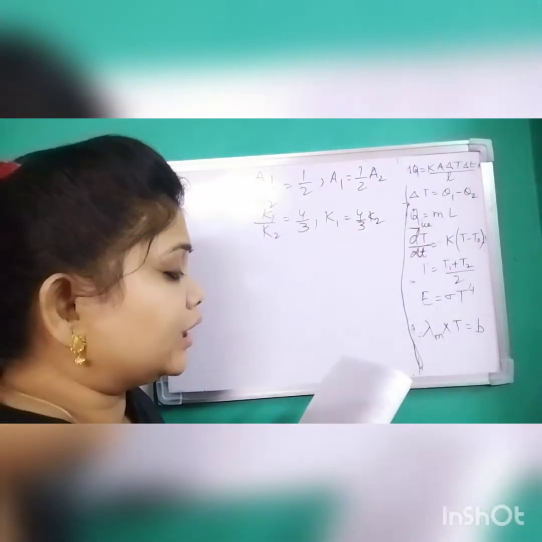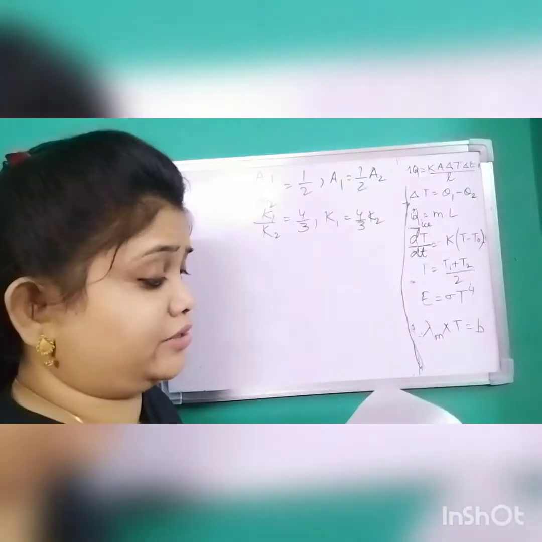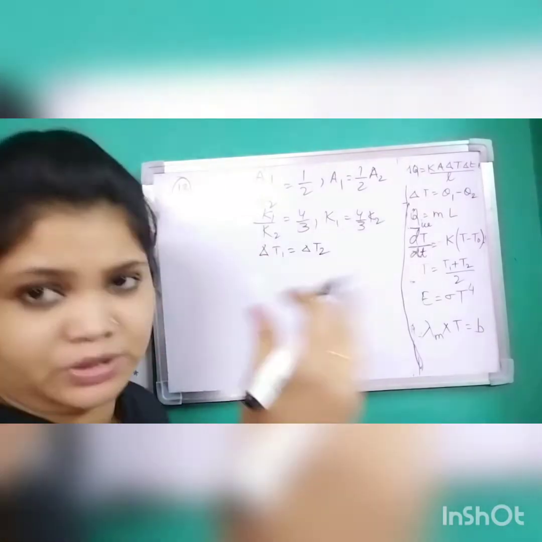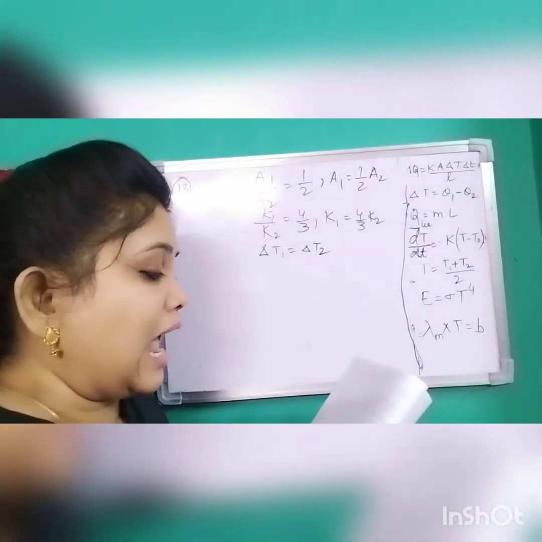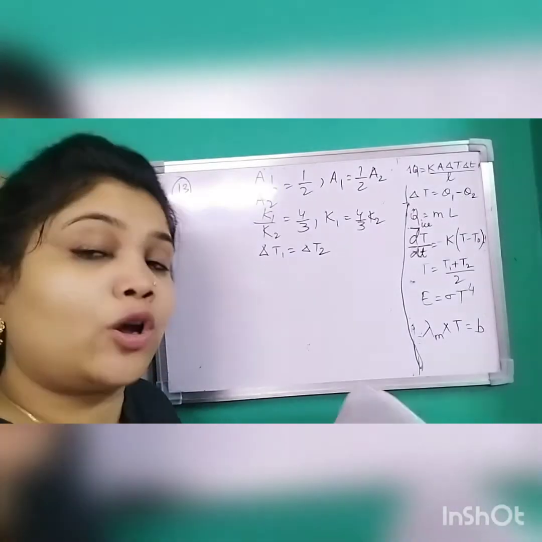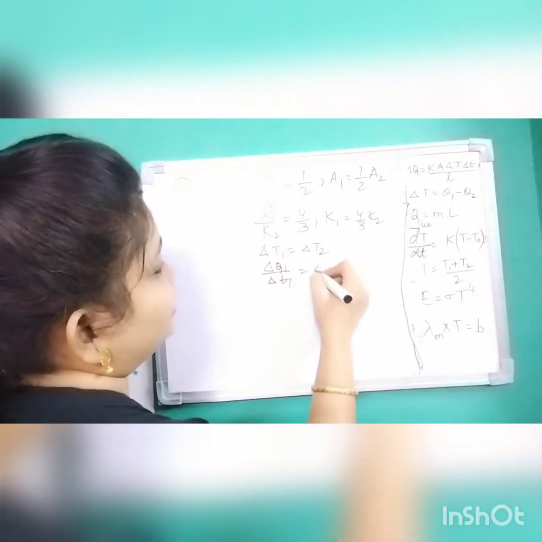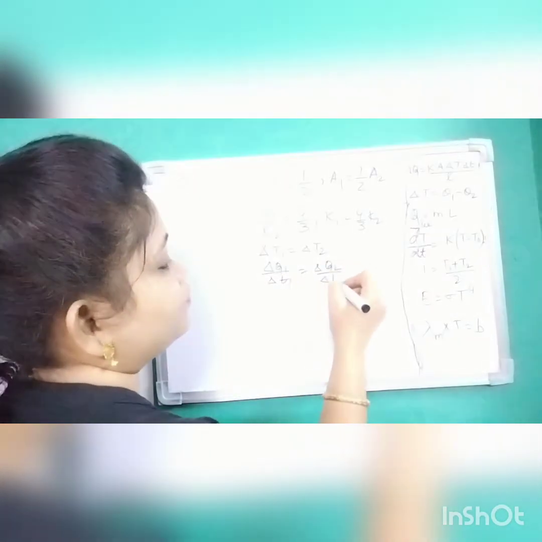Next, keeping equal temperature difference, that means delta T1 is equal to delta T2 between the two ends. And the rates of conduction of heat are also equal. That means delta Q1 by delta T1 is equal to delta Q2 by delta T2.